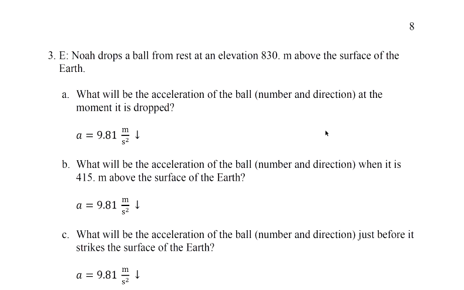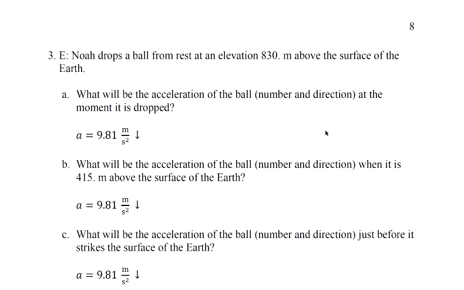Question 3. Noah drops the ball from rest at an elevation of 830 meters above the surface of the Earth. Part A: What will be the acceleration of the ball at the moment it is dropped? It's always 9.81 meters per second squared down if there's no air resistance.